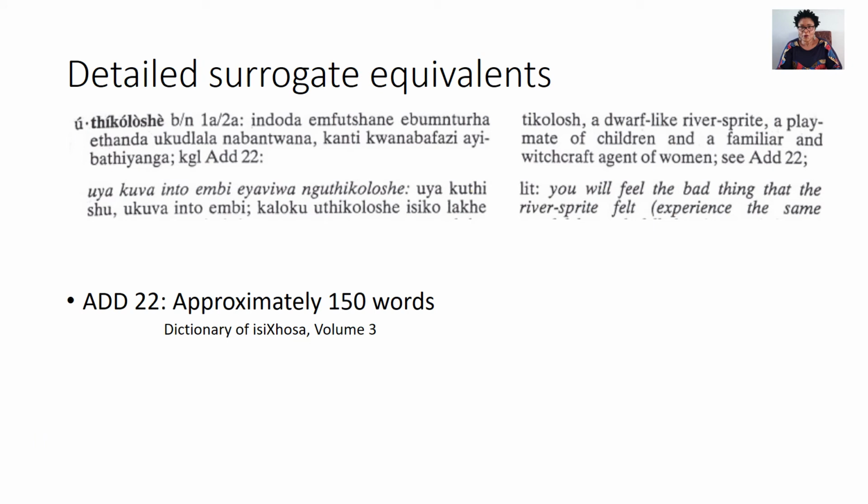The lexicographer often needs to formulate a surrogate in great detail in order to sufficiently guide the user. So, for example, in the case of utikoloshe, a lengthy treatment in the form of a surrogate equivalent is given in the central text, supplemented by further elaboration in the back matter of the dictionary.